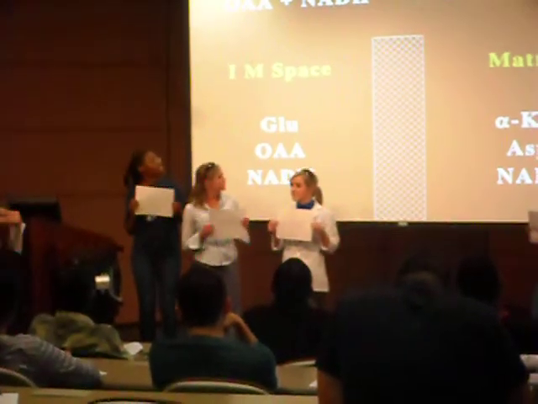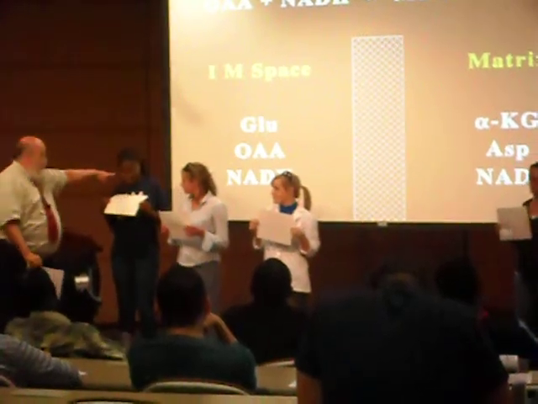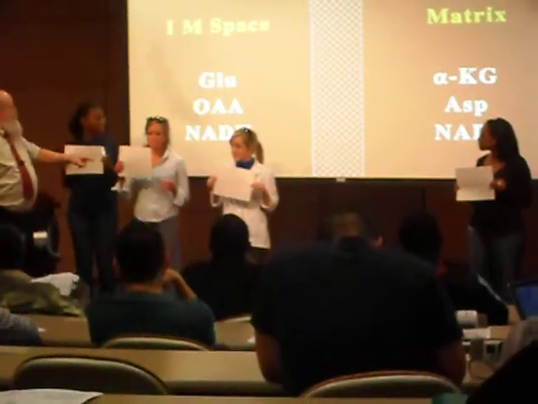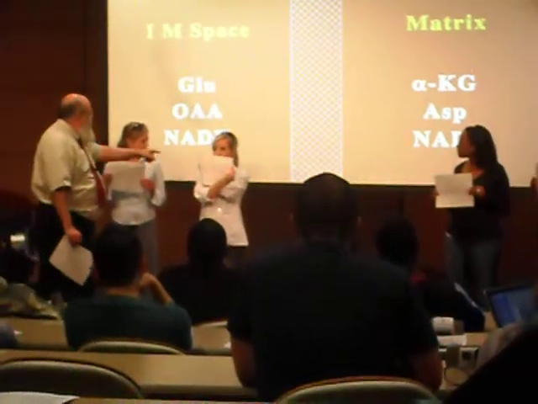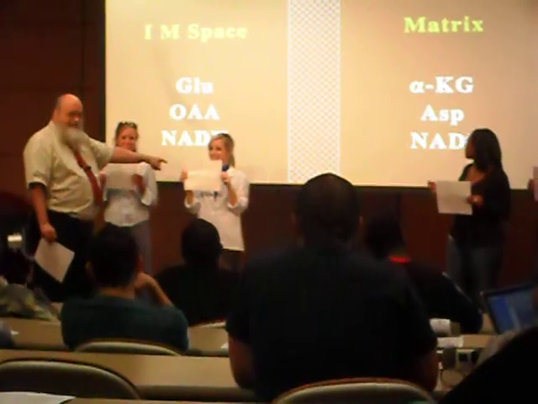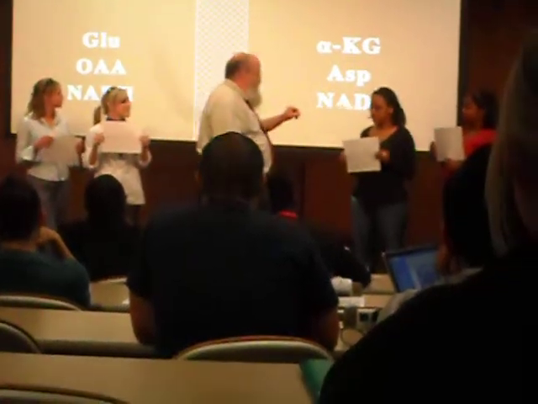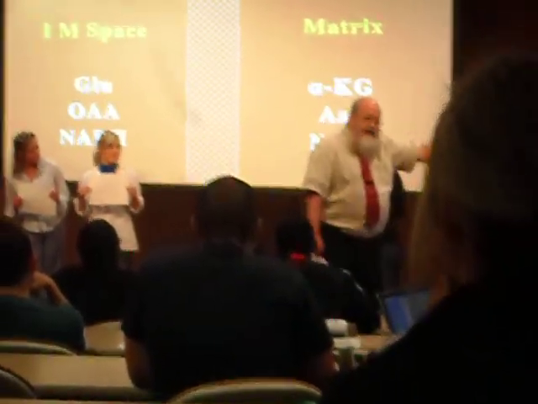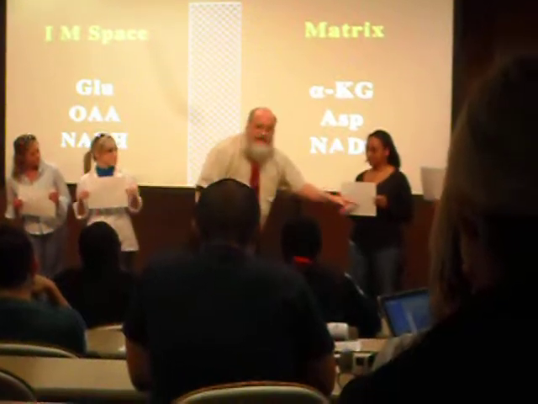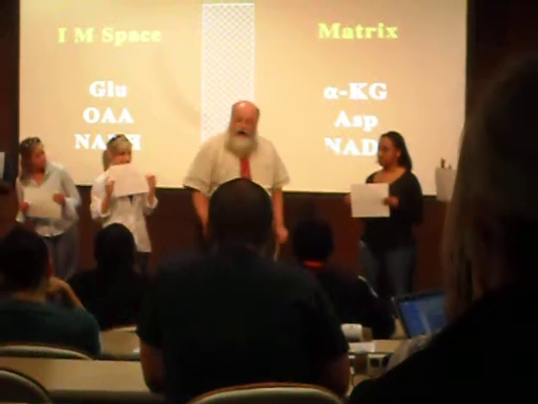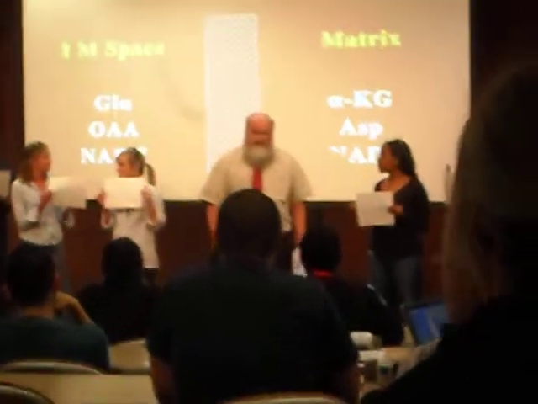Now, when we started all this, we had glutamate, there's the glutamate on the outside. We had oxaloacetate on the outside. There it is. We had NADH on the outside. Now we have NAD. When we started all this on the inside, we had aspartate, there it is. We had alpha-ketoglutarate, there it is. But instead of NAD+, we have NADH. So it's different from when we started.